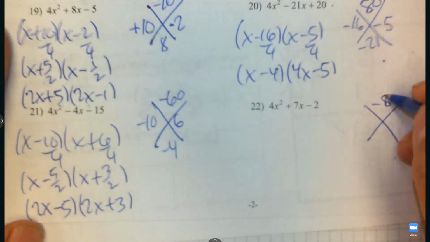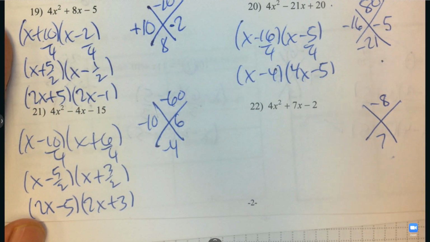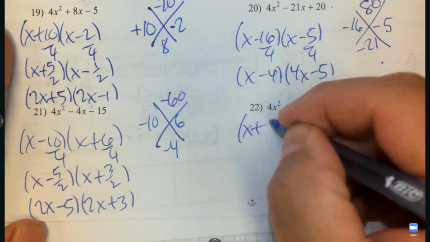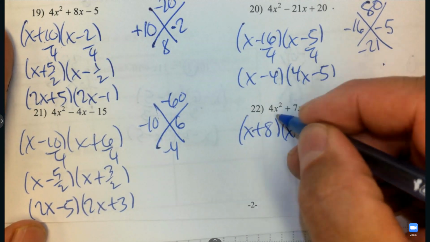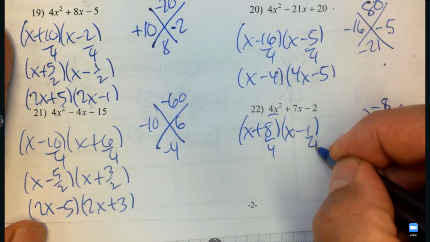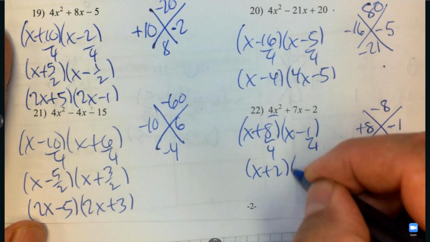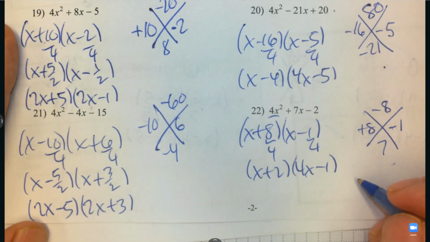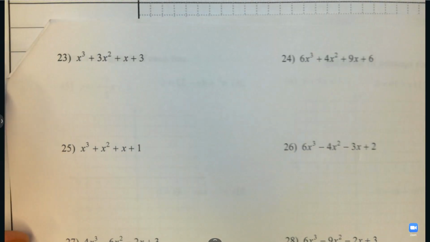4 times negative 2 and 7. Find the numbers that match. That's positive 8 and negative 1. Divide by 4. And you get x plus 2 and 4x minus 1. Turn the page. We're going to continue to factor.